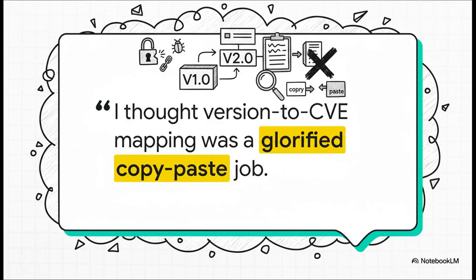I'm just going to put my hand up and say it. This was me. I absolutely thought that mapping a software version to a list of vulnerabilities was just a simple lookup. You grab the version string, you paste it into whatever tool you're using, and you export the CVE list. It felt fast, it felt efficient, and man, was it naive.